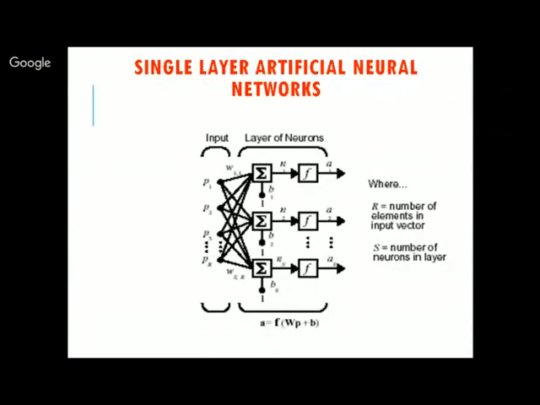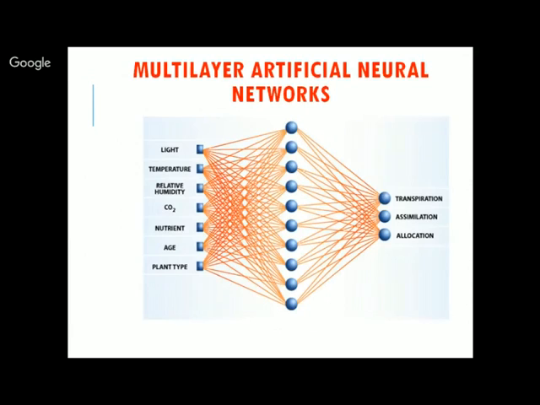When we have more than one neuron, we have different types of network architectures. In this architecture, even though there are a number of neurons, the layer is only one. So we call this a single layer neural network. Whereas here it is different. Here we have a multi-layer neural network.